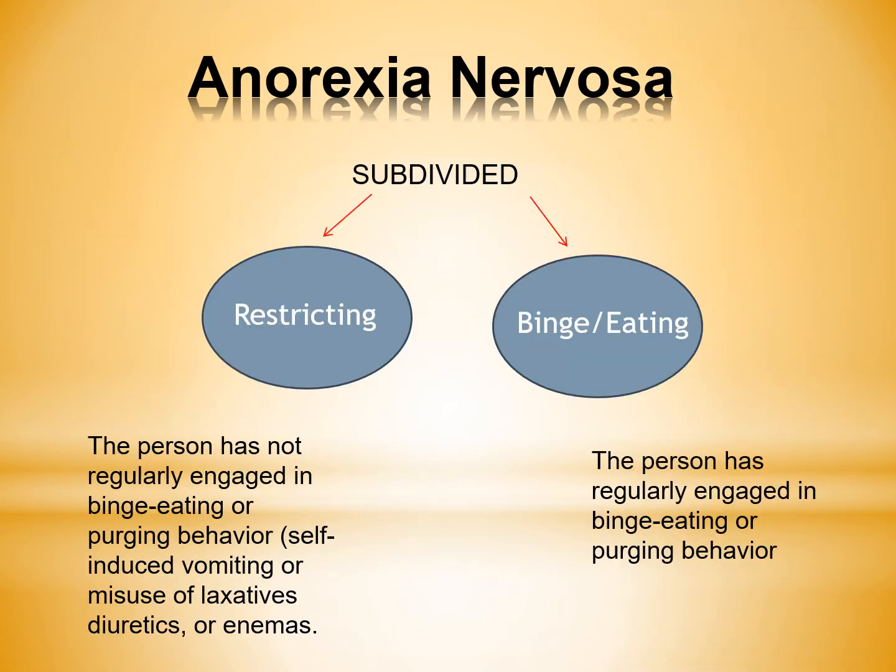Anorexia nervosa does have 2 subcategories. It's subdivided into the restricting type and the binge eating type. With the restricting type, the person has not regularly engaged in binge eating or purging behavior, which is self-induced vomiting or the misuse of laxatives, diuretics, or enemas. Now, with the binge eating type, the person has regularly engaged in binge eating or purging behavior. I'll give you an example.